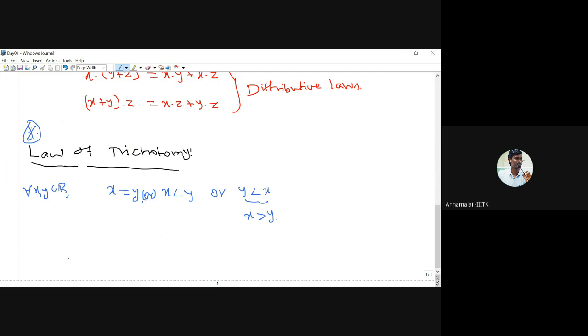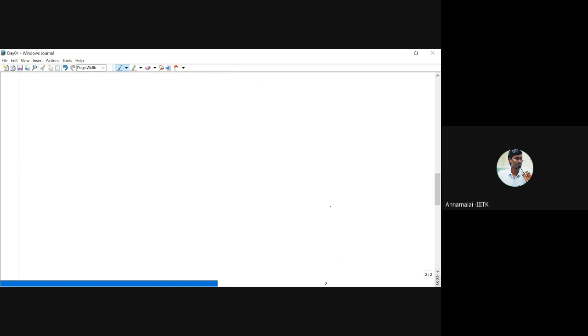Okay, then what is the meaning of x less than or equal to y? What does that mean? This means that either x is strictly less than y or x equals y. Either one of them must be true. So that is the notation we use: x less than or equal to y.